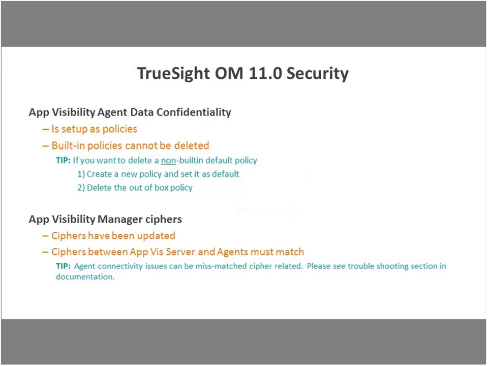App Visibility agent data confidentiality has been added. It is set up as policies in the product. Built-in policies cannot be deleted, so be aware of that. If you want to delete a non-built-in policy that is set up as the default policy, you can create a new policy, set it to the default, and then delete the other one. I apologize, this should not say out of box. You can then delete the other policy, the non-built-in default policy.